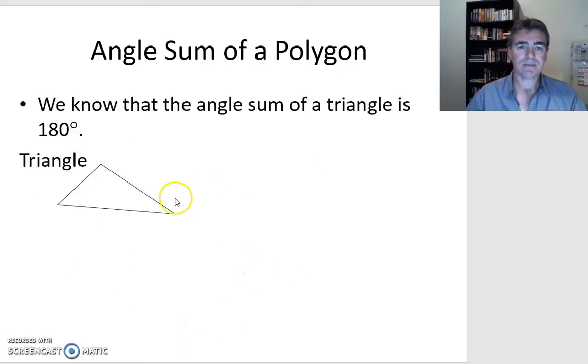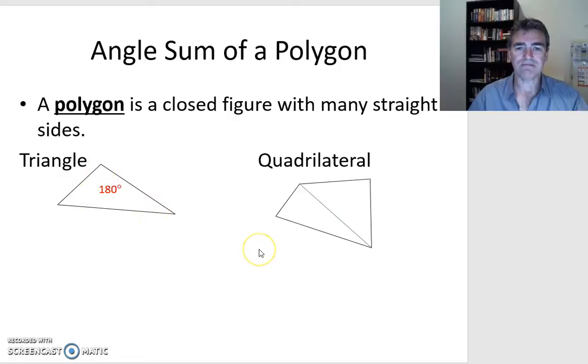So, let's go back and have a look at the triangle. We already know that the angle sum of a triangle is 180 degrees. Well, we're going to use that fact to help us find the angle sum of all these different types of polygons. So 180 degrees for those 3 angles on the inside.